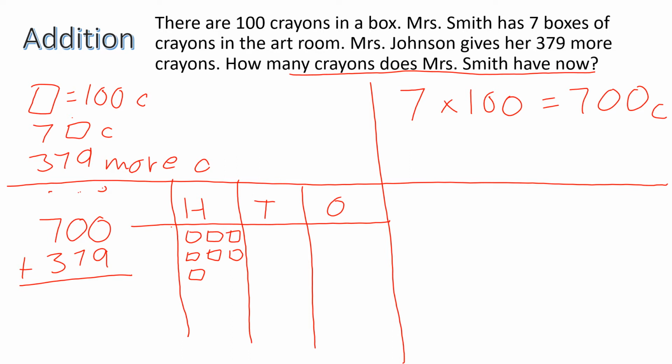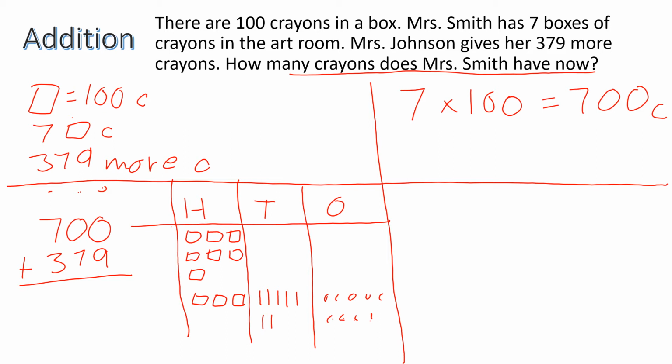In the number 700, there are no tens or ones. So now I need to draw my 379. So 100, 200, 300, and then 79: 10, 20, 30, 40, 50, 60, 70, and then 9 ones: 1, 2, 3, 4, 5, 6, 7, 8, 9. As you can see, for my tens and ones, I've put them in rows of 5 to help me count. So I know that there's 5 and then 6, 7, 8, 9 ones.